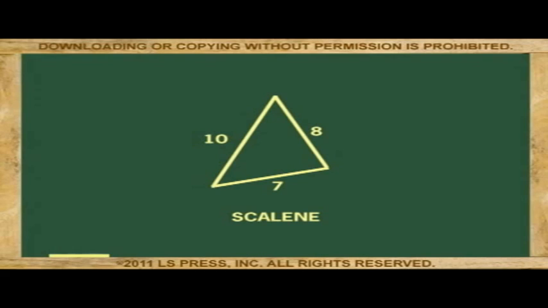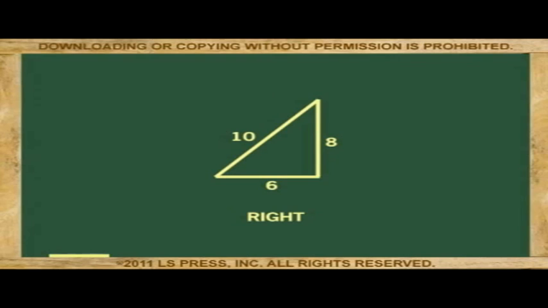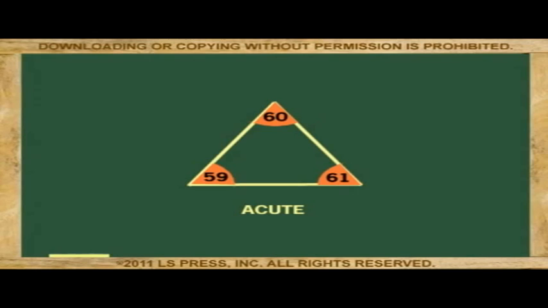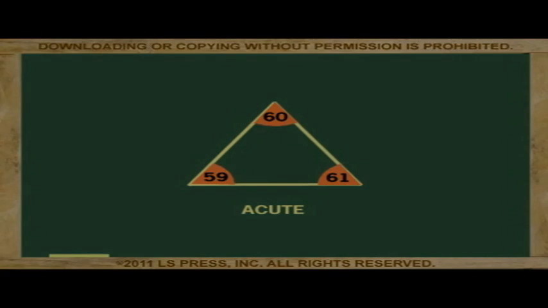Now, to classify triangles according to angle, we call them right if one angle is 90 degrees, obtuse if one angle is greater than 90 degrees, and acute if all the angles are less than 90 degrees.